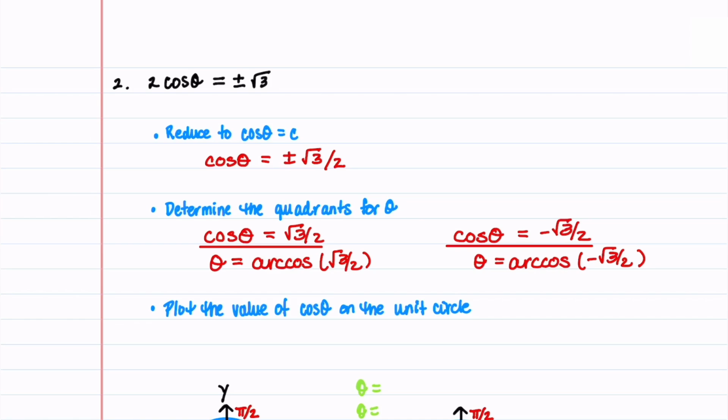When our c is positive and equal to root 3 over 2, our angle is going to be in quadrant 1 and quadrant 4. When our c is negative and equal to minus root 3 over 2, our solution is going to be in quadrant 2 and in quadrant 3, where cosine is negative.